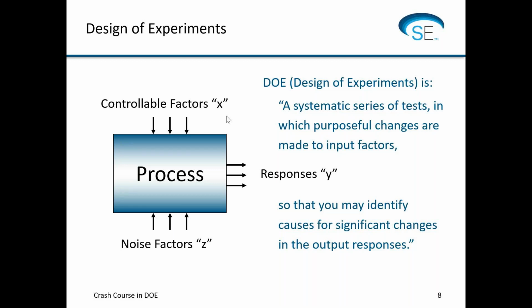We might change the temperature in the oven. We might change the time in the oven. We might change the type of cookie sheet. We might change which rack in the oven we're going to use. Okay, so there's all kinds of different things.